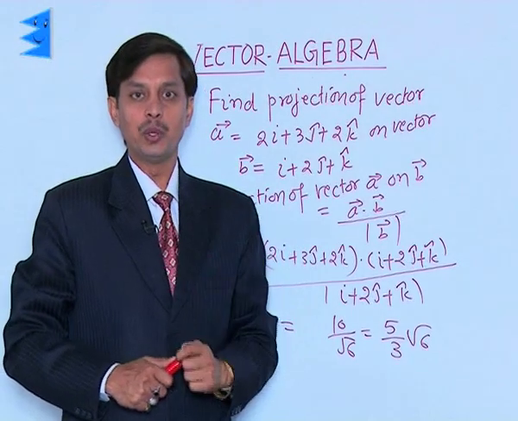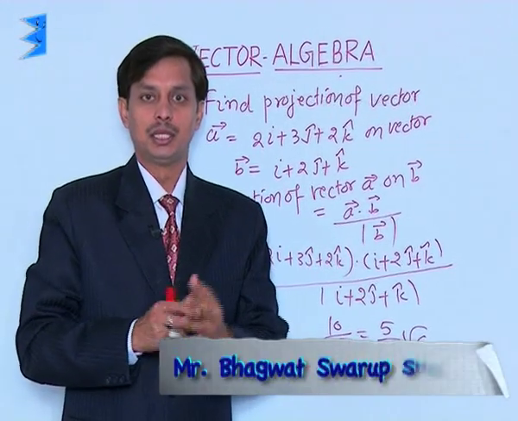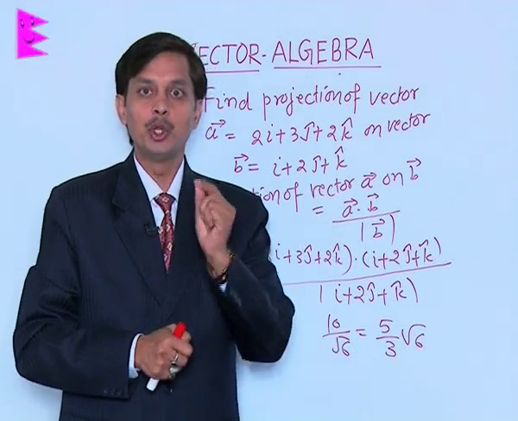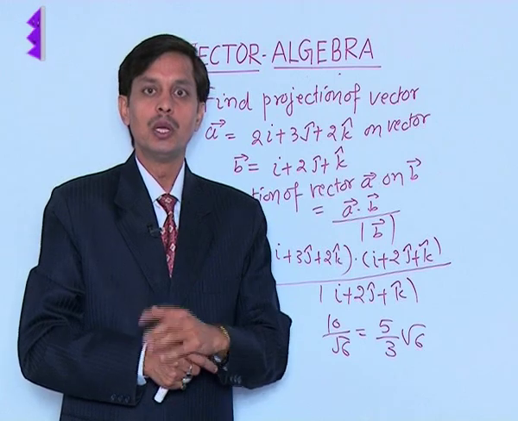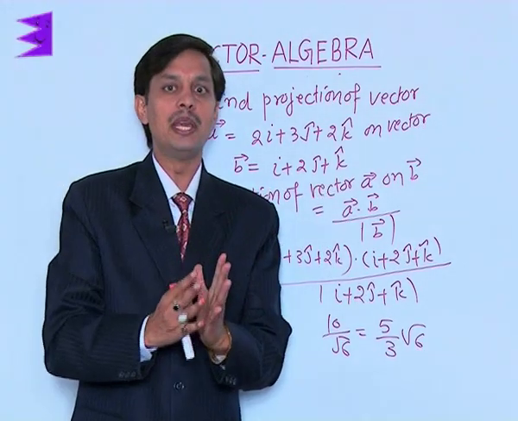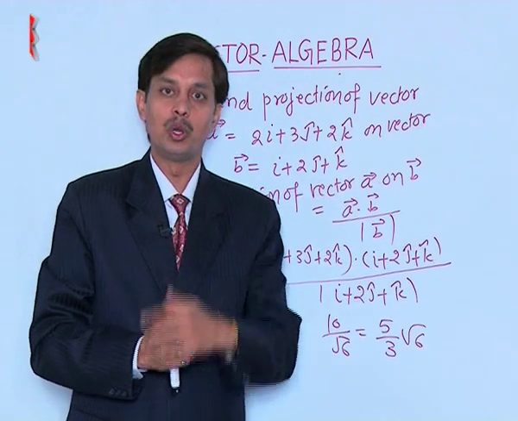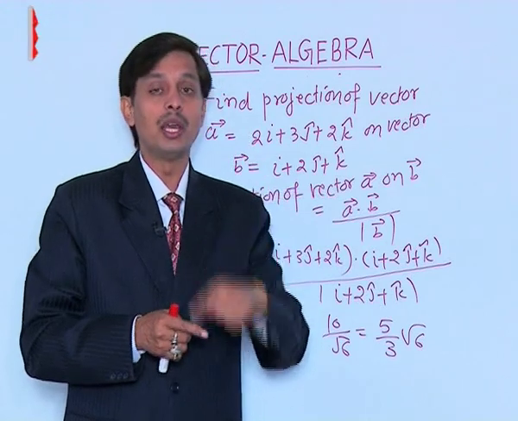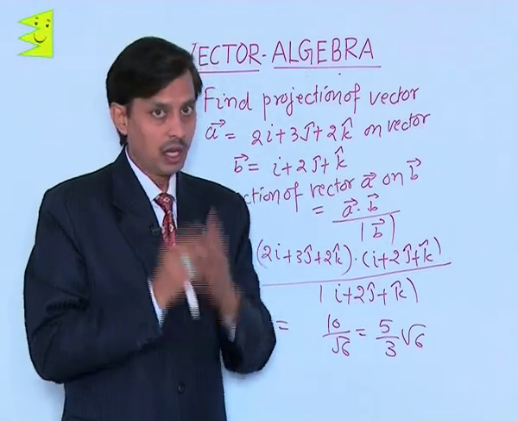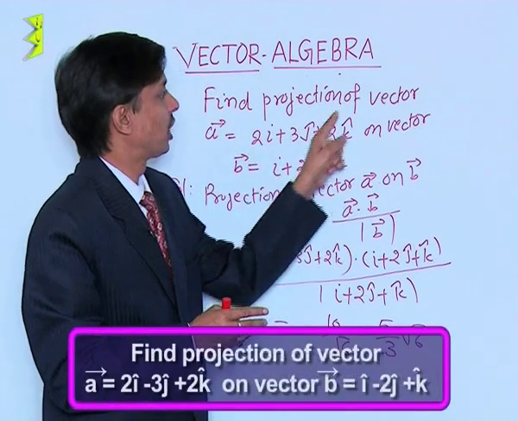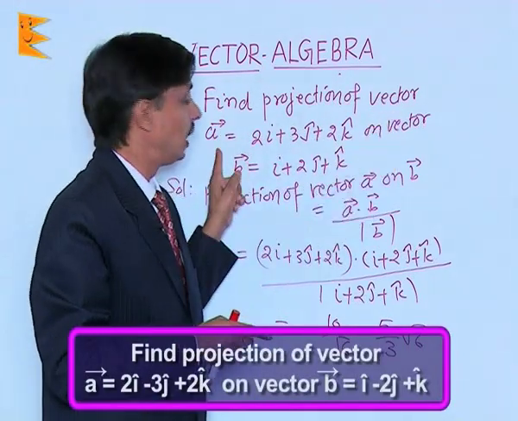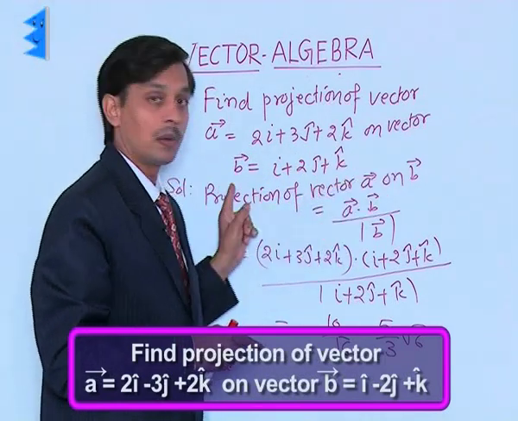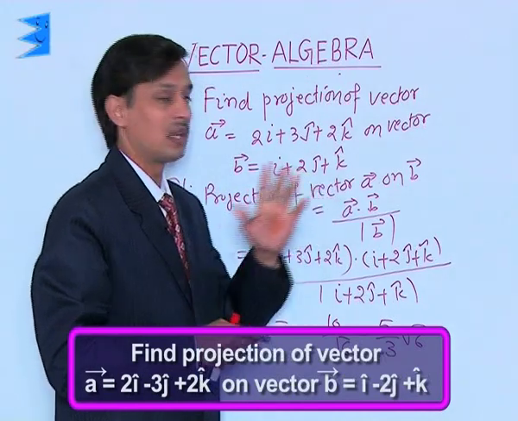Now I want to explain to you how to find the projection of a vector A on vector B. As explained in the theoretical part, the projection of vector A on B is A dot B upon magnitude of B, whereas the projection of B on A is given by B dot A upon magnitude of A. Here the problem is: find the projection of vector A, given by 2i plus 3j plus 2k, on the vector B, given by i plus 2j plus k.